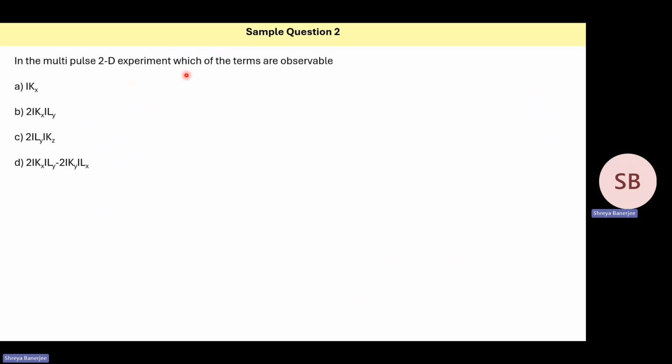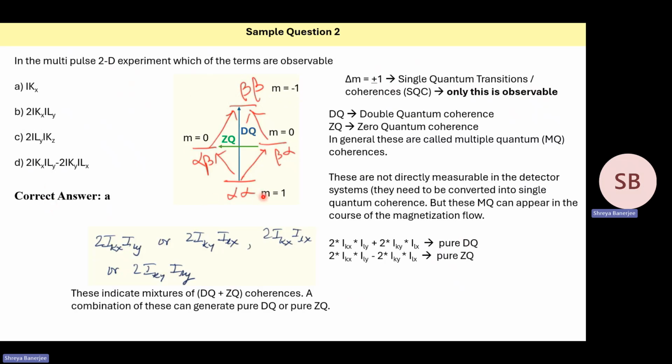Then you have this question: in a multi-pulse 2D experiment, which of the terms are observable? So we will quickly go into what happens in a two-spin system. In a two-spin system, according to quantum mechanics, only delta m plus minus 1 is allowed. So you can go from alpha alpha to alpha beta or beta alpha, or from beta alpha or alpha beta, you can go to beta beta.